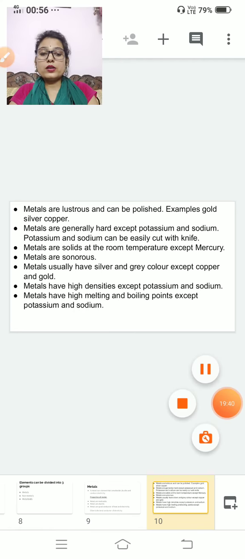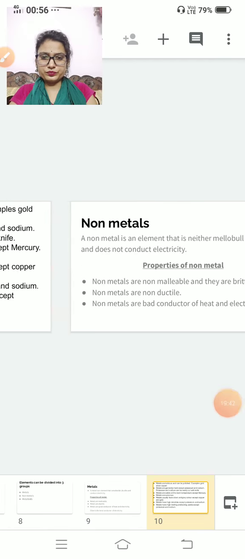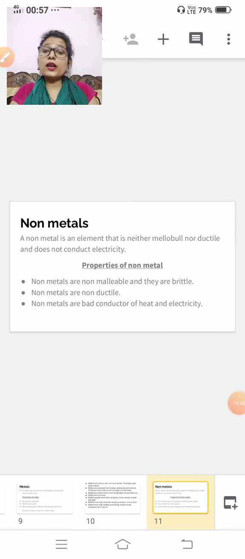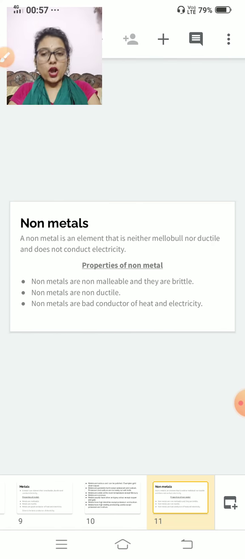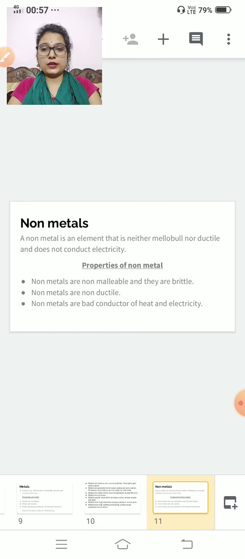Now, our second topic is non-metals. What are non-metals? Non-metals are just the opposite of metals. That means whatever properties metals have, non-metals will have the opposite properties. A non-metal is an element that is neither malleable nor ductile. Metals are malleable and ductile.